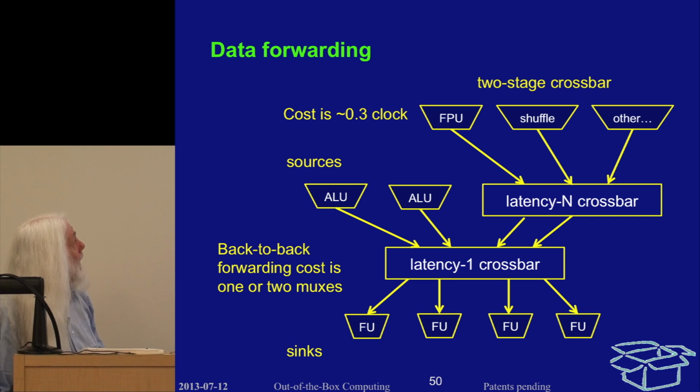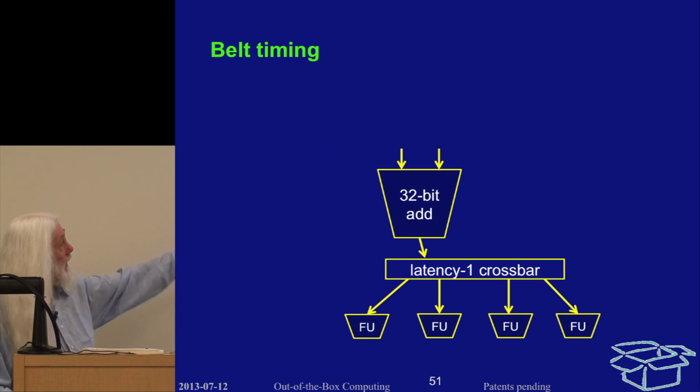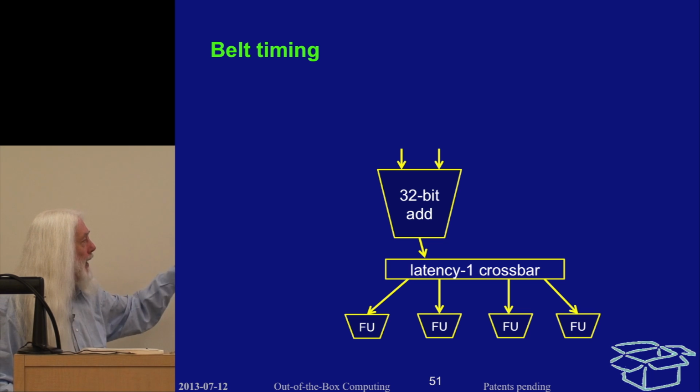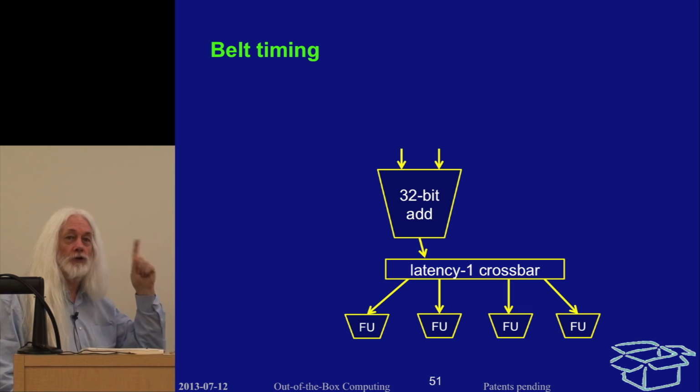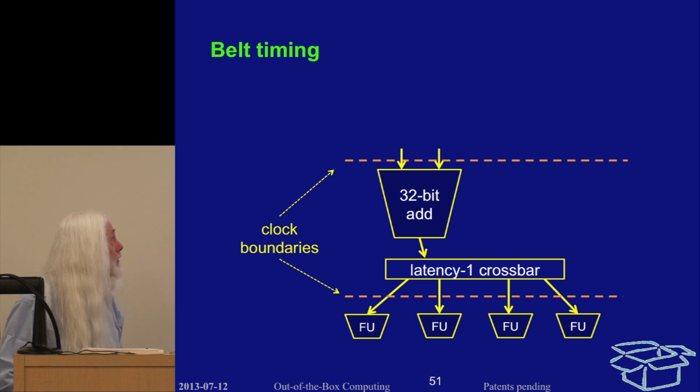Now the timing on that looks like this. That 32-bit add is a 1-cycle operation. In fact, this defines our cycle. We set our clock rate so that a 32-bit add plus the latency 1 crossbar is 1 cycle. So there are our clock barriers, our clock boundaries.